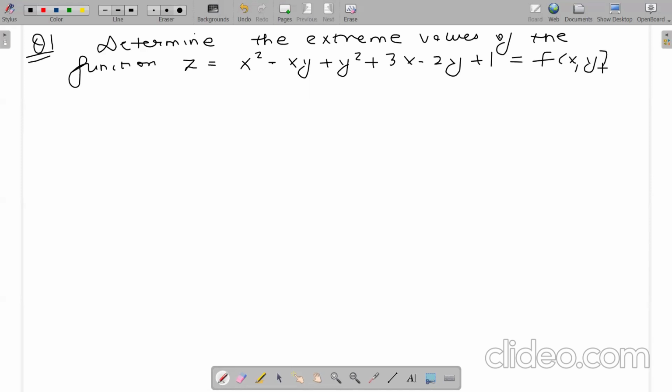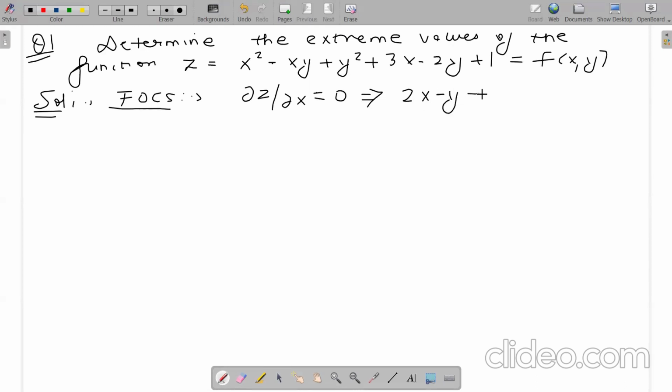Now we need to first of all find out the stationary points. Now how do we do that? We put the first order partial derivatives equal to 0. So del z by del x equal to 0 implies if I partially differentiate the function with respect to x, remember I am treating y as a constant. So it's going to be 2x minus y plus 3 equal to 0. That's my equation number 1.